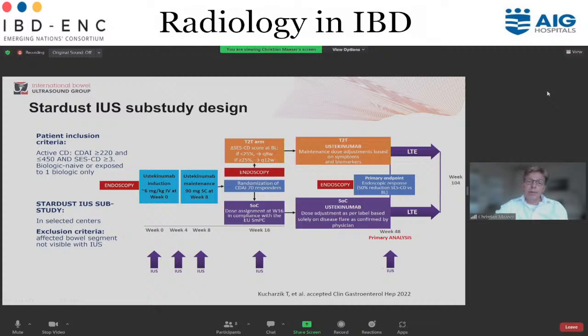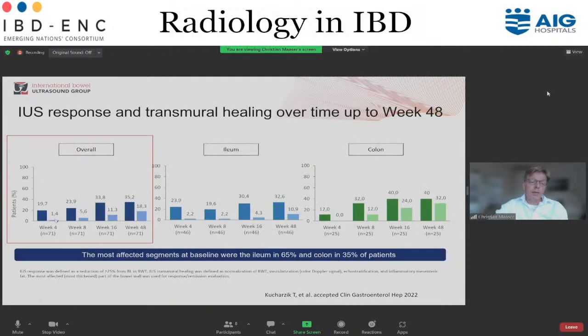And then if we look at the response, you see here on the left side, dark blue is the response, which is a bowel reduction of 25% or more at 4 weeks. And you see that in 19% of patients, you have a significant bowel wall reduction at 4 weeks. It's increasing over time. Transmural response, meaning complete normalization, is up to 18% at week 48. So here in that trial, you could clearly see that already at 4 weeks after initiation of therapy, in those patients who respond to therapy, you also see a response on intestinal ultrasound.